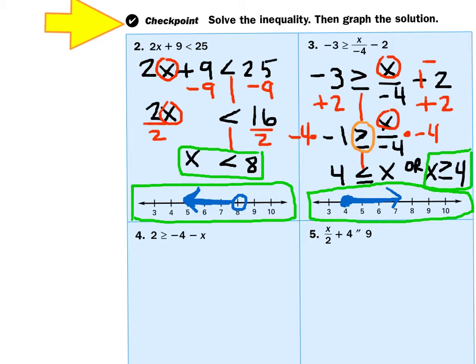And now I'm going to graph it. So it could be equal to 4, so I put a closed dot on 4, and then I shade everything larger, everything to the right.